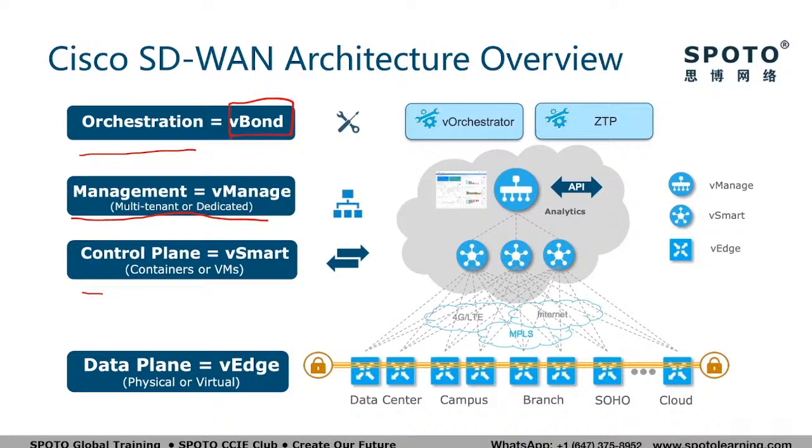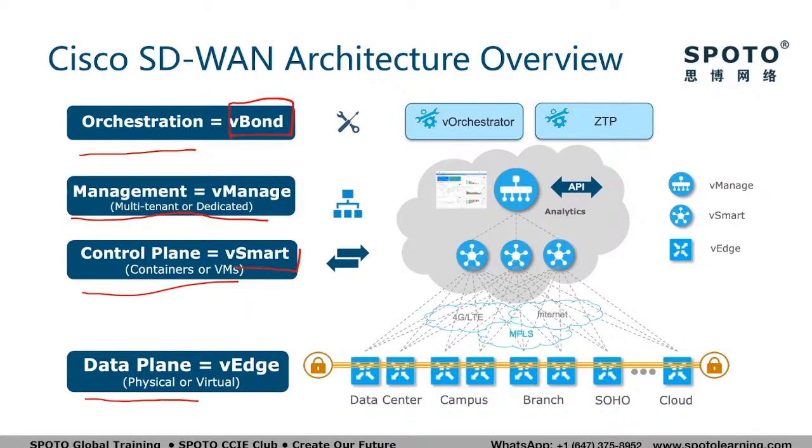The third one is the control plane. The control plane builds and maintains the network topology and makes decisions on where traffic flows. It is called vSmart. vSmart can be deployed as a container or a virtual machine. The last one is data plane. The data plane is responsible for forwarding packets based on decisions from the control plane. The vEdge can be deployed as physical or virtual.